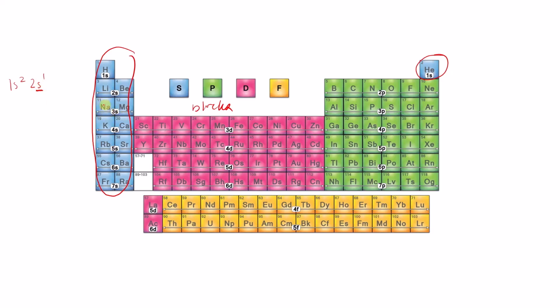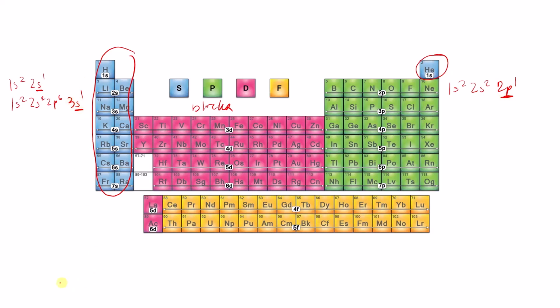Let's do the same thing for sodium. That is 1s2, 2s2, 2p6, 3s1. Again, the same thing, it's on the S sublevel. The same is true for the other blocks. For example, boron has 5 electrons, 1s2, 2s2, 2p1. Again, the last sublevel is on the p sublevel.